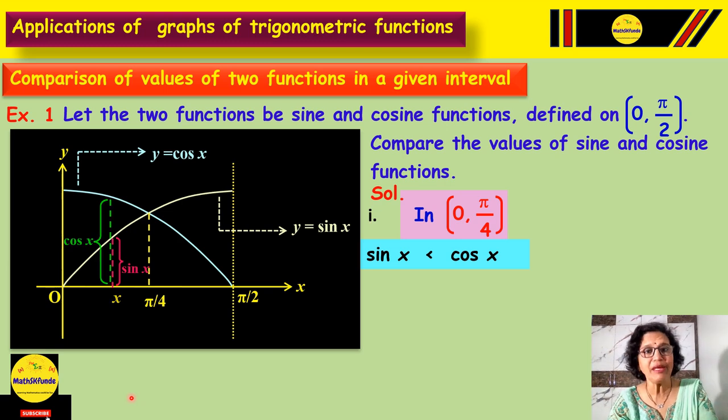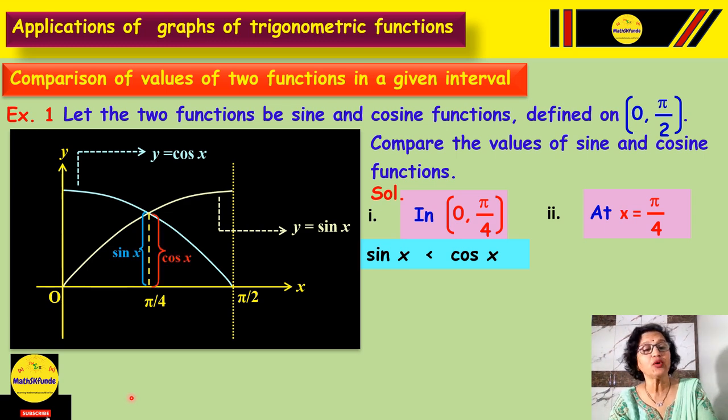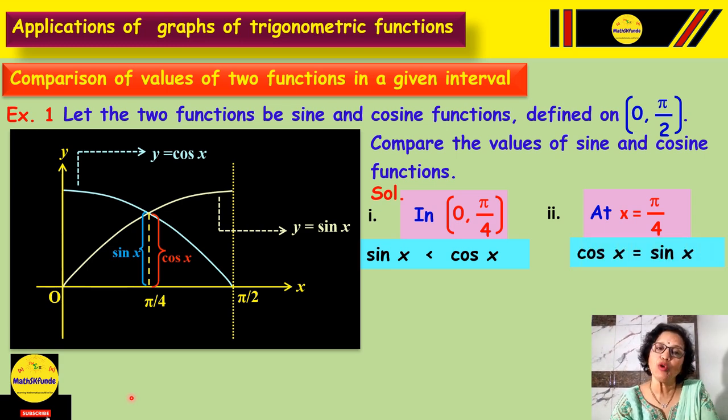As I have already mentioned, at x equal to pi by 4, we observe that cos x and sin x are going to be equal. That is observed from the graph also. I have shown it in the blue and red parts. So my observation at x equal to pi by 4 is cos x equal to sin x.